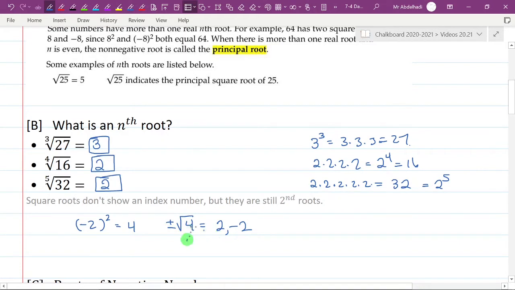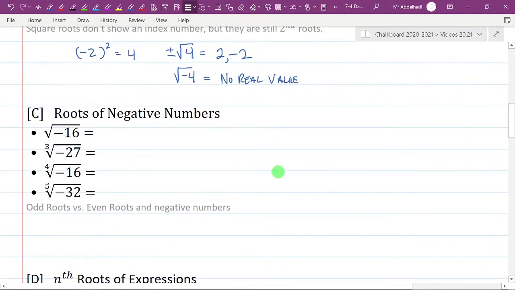However, if you try to square root negative 4, you get no real value. You would get an imaginary number. You can't square root a negative number because squaring a negative number does not give you a negative 4. It gives you a positive 4. But what about cube roots? Let's take a look here. So we already know the square root of negative 16 is impossible. Let's just write DNE for does not exist. Not a real number.